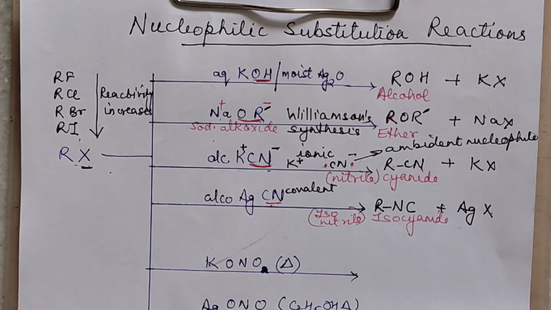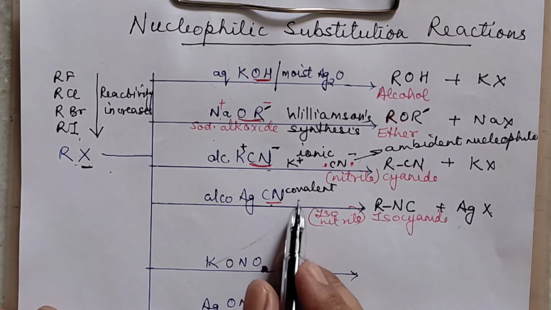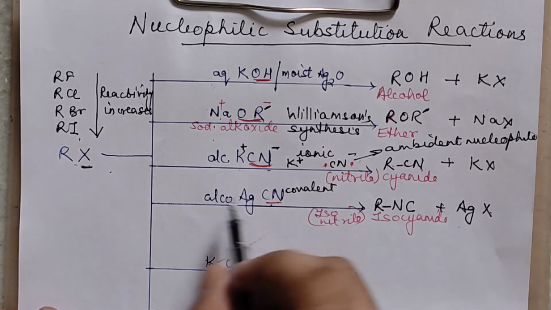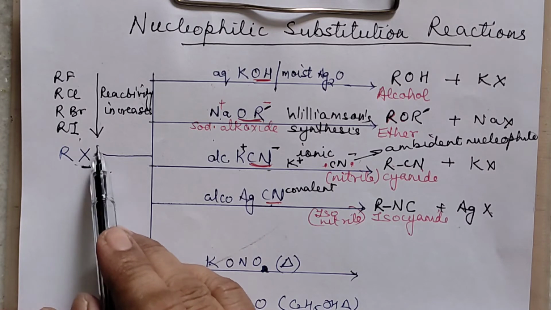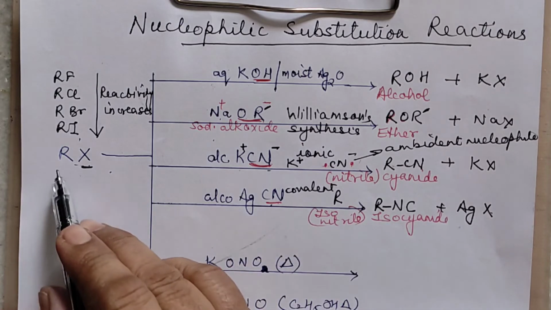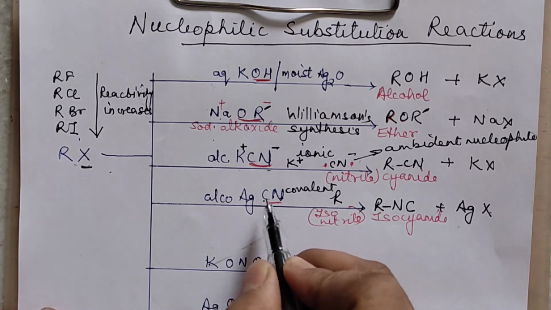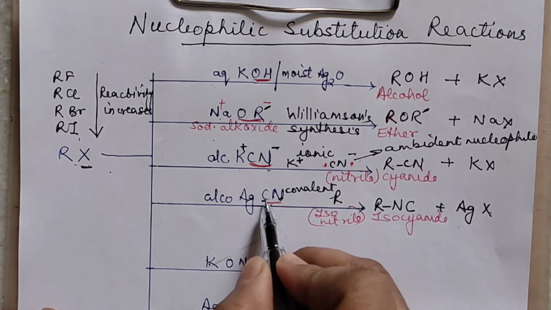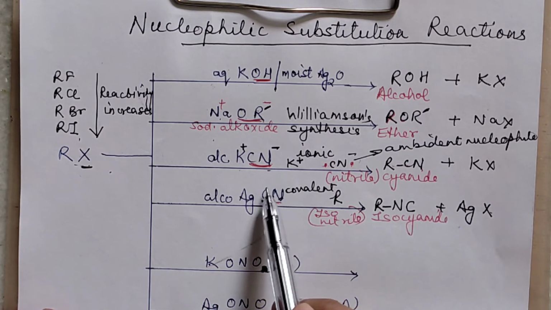Then what about the next example? This one, AgCN, is a covalent compound. It will not ionize. It will remain as AgCN. When this R and X is also ionizing, R plus and X minus are formed. So the alkyl group R here attacks through nitrogen, not through carbon, because carbon is not available. It's a covalent compound, so it is not ionizing as CN minus.